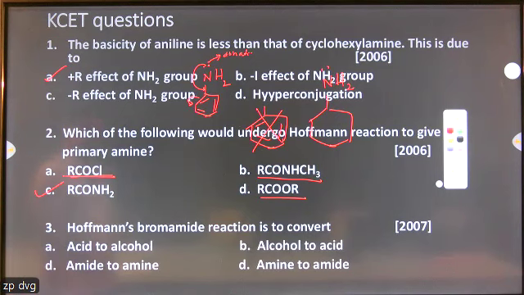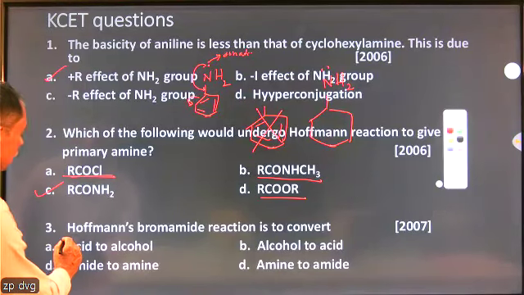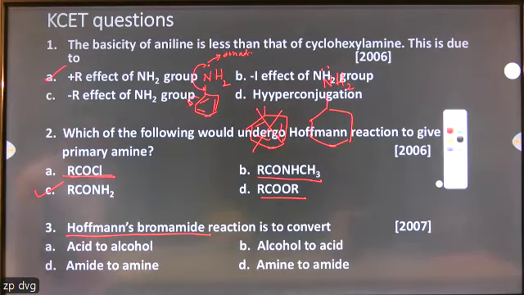Third question. Hoffman's bromamide reaction is used to convert options A acid to alcohol, B alcohol to acid, C amide to amine, and D amine to amide. Now again, this is Hoffman's bromamide reaction. So in Hoffman bromamide reaction, an amide is converted into an amine. So answer C is the correct answer.